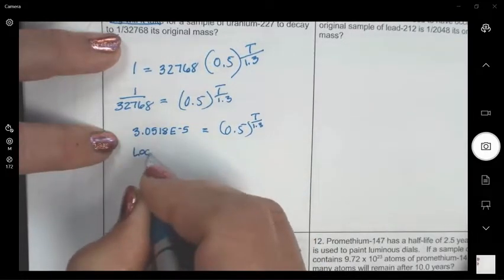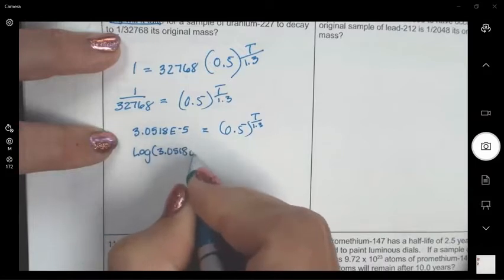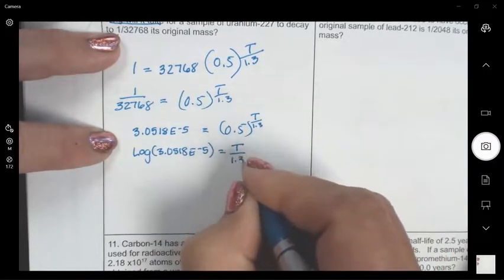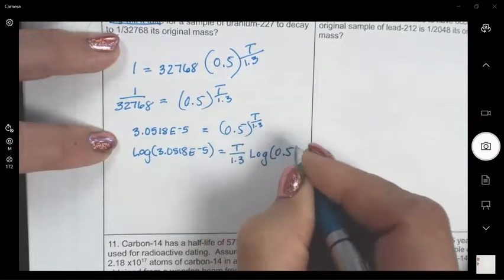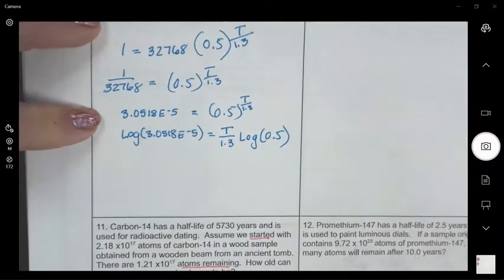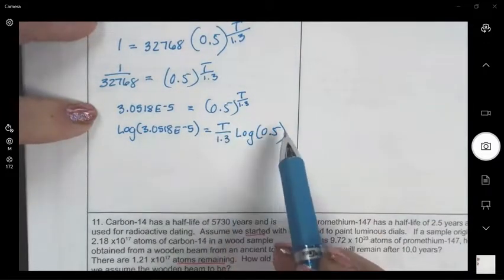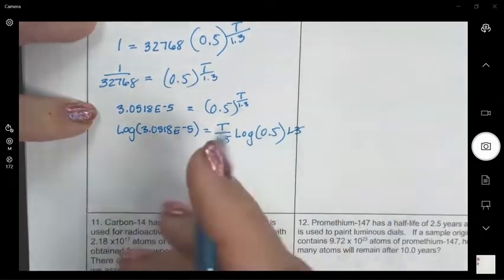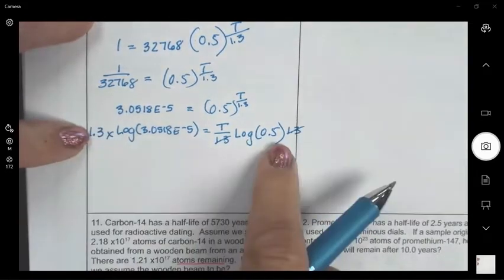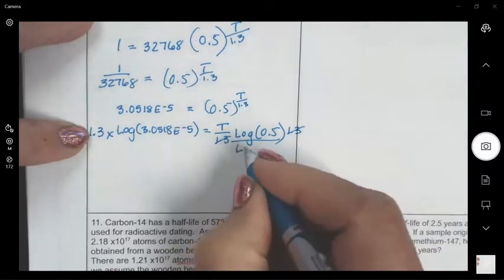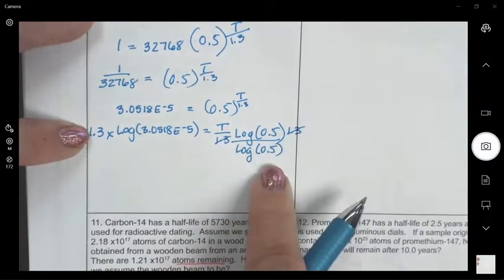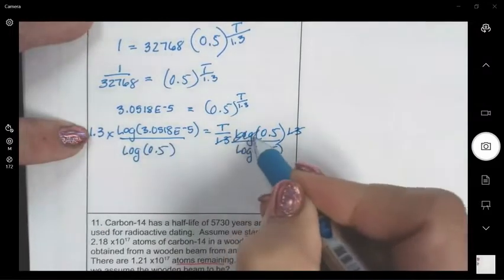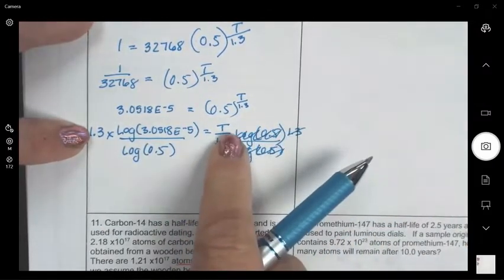So I will do the log of 3.0518E to the minus 5 equals T over 1.3 times the log of 0.5. To get T all by itself on this side, I'm going to multiply this side by 1.3, and that's going to let it cancel out. If I do it on this side, I have to do it on this side. And then to get T again, I'm going to divide this side by the log of 0.5. If I do it on this side, I have to do it on this side, log of 0.5. So basically everything is canceled except for T on this side.